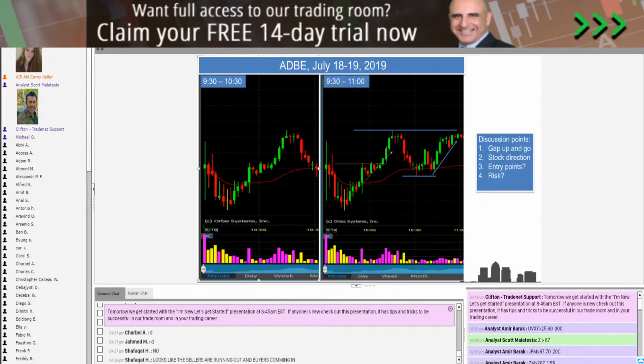First of all, we have a trend. We have an entry point. We have a stop loss. We have a stock direction. We have everything. Right now, we have the breakout trade, which is long over the blue line, and this is our risk, clear. This dot on the triangle breakout is our risk, and we have the entry point, the blue line, the stop loss, the trend, the gap up and go. The discussion points are clear for everybody to see.